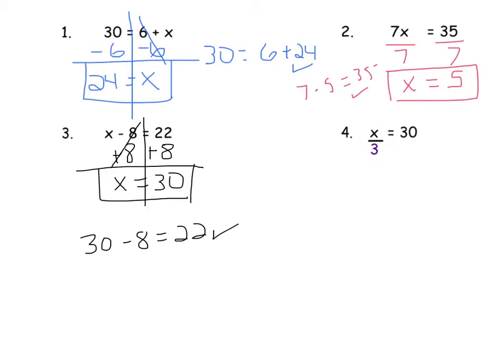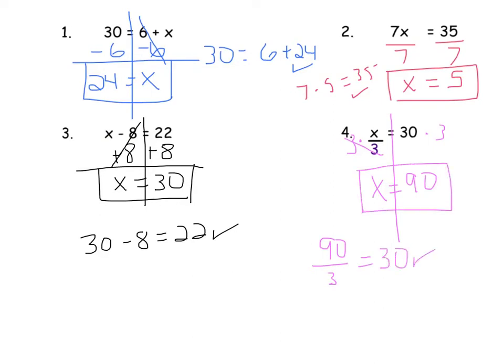So you get rid of dividing by 3 by multiplying by 3. And I write this one off to the side so I can see that these cancel out. I'm left with x on this side of the equation. 30 times 3 is 90. So I'm going to check to see if that's right. 90 divided by 3 does equal 30. It checks out, and this is my answer.